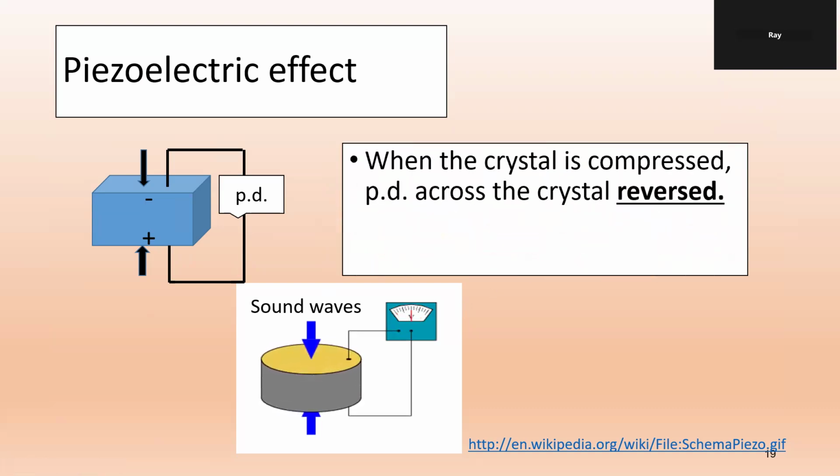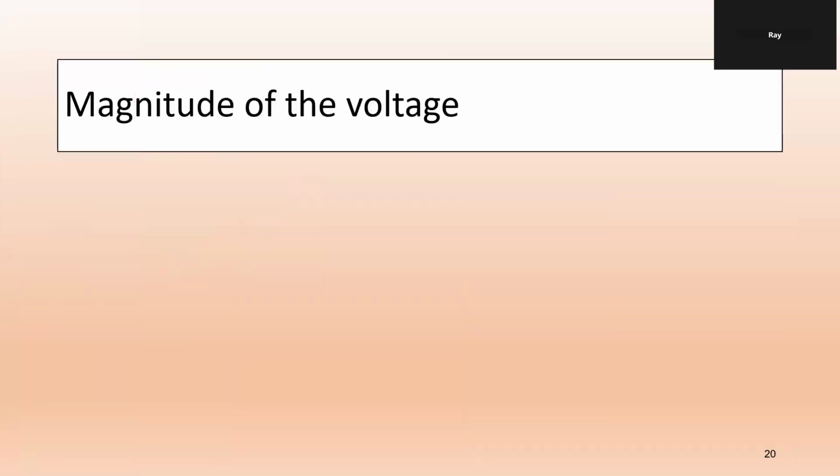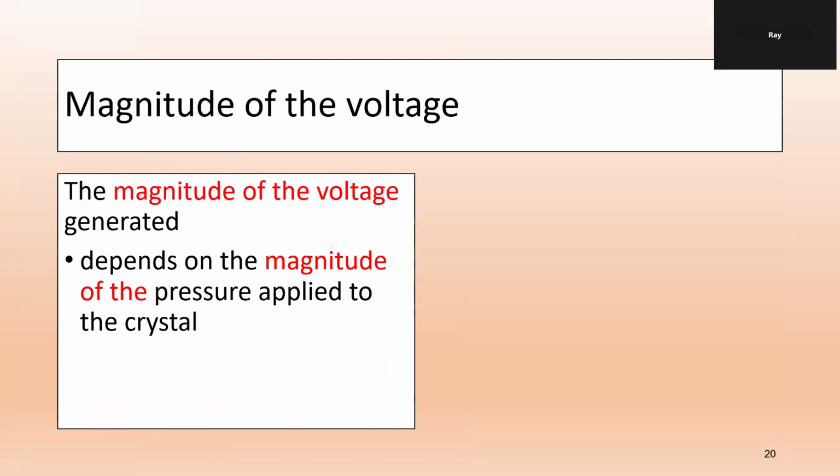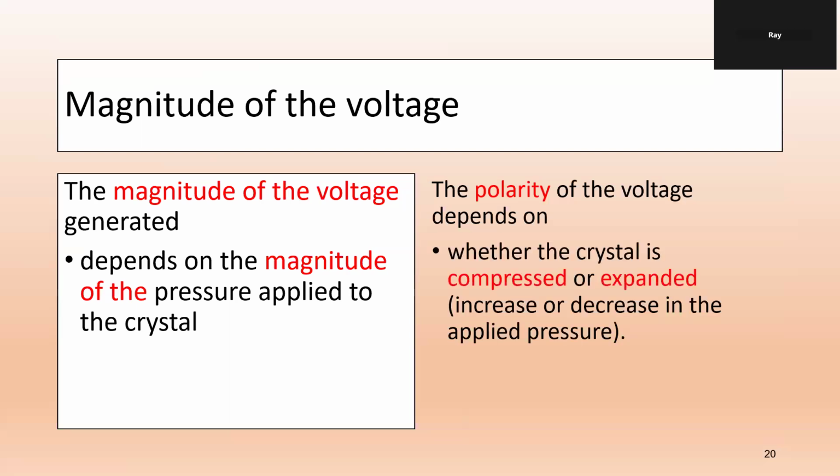When the crystal is compressed, the PD across the crystal reverses. The magnitude of voltage generated depends on the magnitude of pressure applied to the crystal. The polarity of the voltage depends on whether the crystal is compressed or expanded, that is, an increase or decrease in applied pressure.